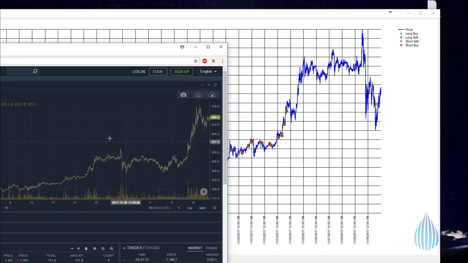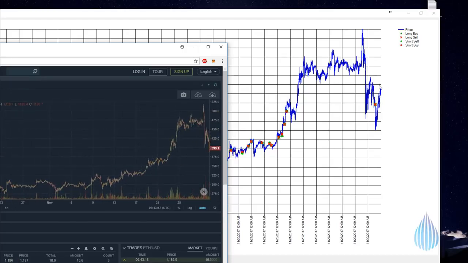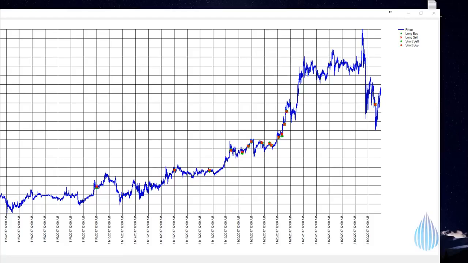Let's go a little bit like that, because that's exactly what it did. And you can see it right there. So as you can see, our data is exactly pulled from Bitfinex. So I just wanted to prove that the data is real, and it's pulled strictly from Bitfinex.